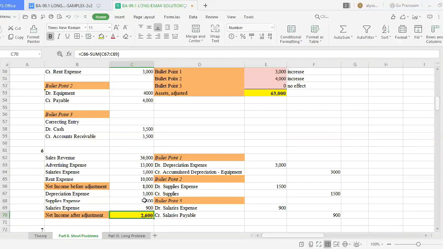So net income from the unadjusted, subtract the depreciation expense, supplies expense, and salaries as adjustment. So the total net income after adjustment is now 2,600.